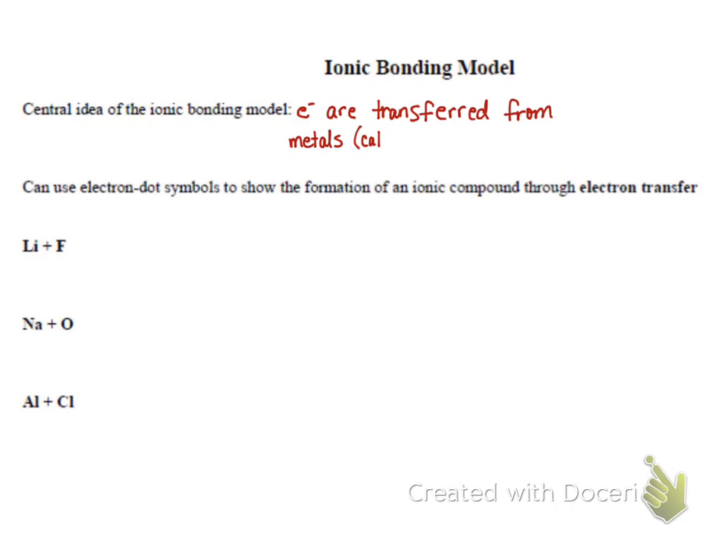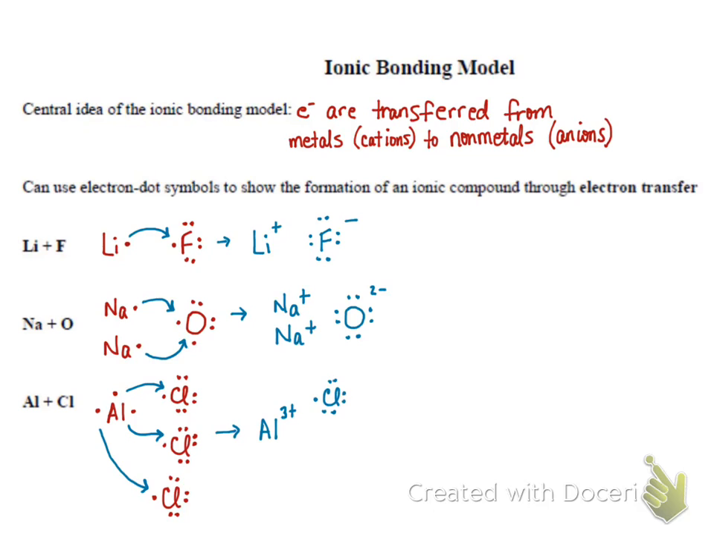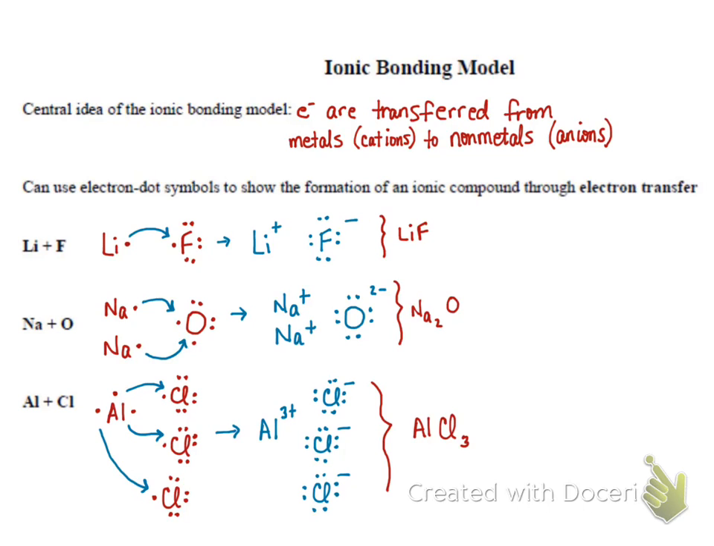So the central idea of the ionic bonding model is that electrons are transferred from metals, which form cations, to nonmetals, which form anions. And here we've done the Lewis dot symbols to show the formation of ionic compounds through electron transfer. So we're doing this in great detail to show how the compounds form.